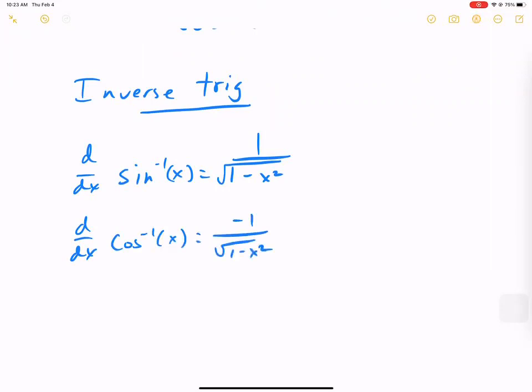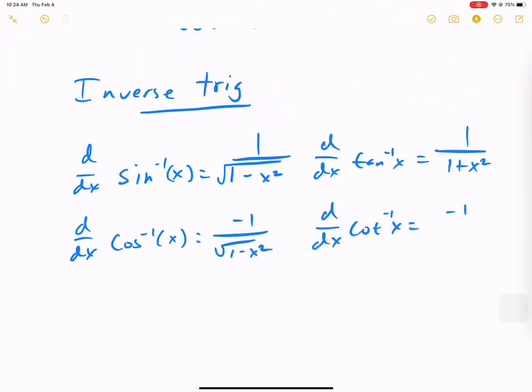If I look at tangent, this one was a little bit weird too. It was almost like all of a sudden the world is at peace because all the square roots go away. And then our cotangent version of this was just a negative version. Okay. You guys remember these?